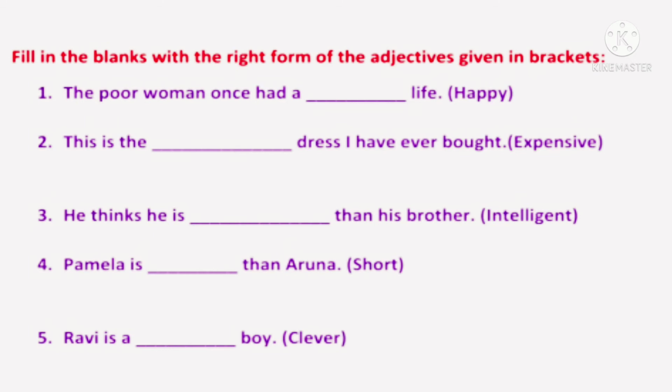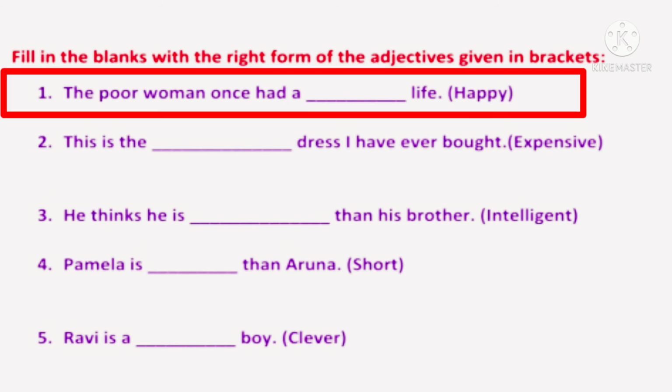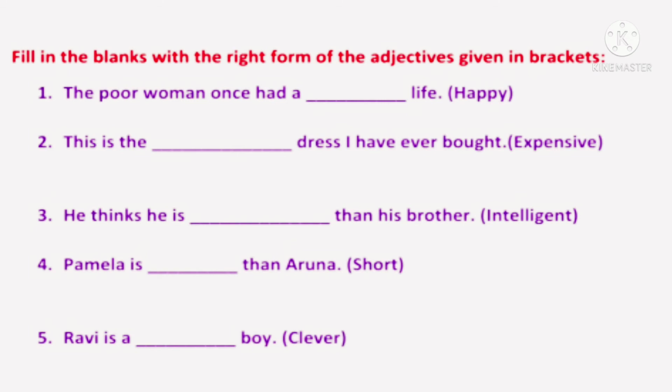So the sentence number 1 is, the poor woman once had a dash life, and the adjective given in the bracket is happy. So which degree of adjective will be used here? Yes, we will use the positive degree of adjective because we are talking about only one woman. So the answer is happy, and the adjective happy is the positive degree of adjective and it is used when there is no comparison. Okay.